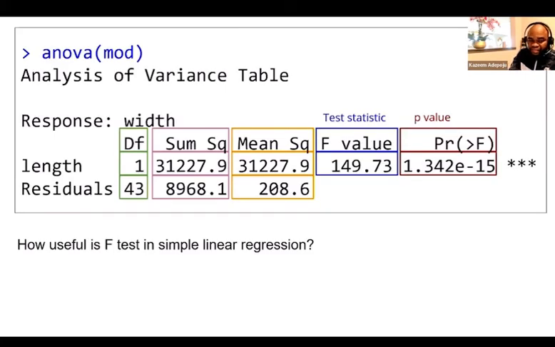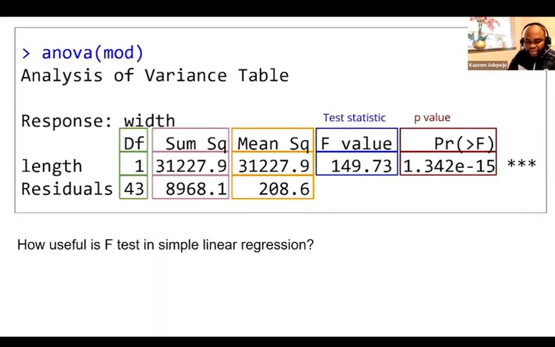Yeah, so that is the analysis of variance table that I just talked about, and how useful the F-test is in simple linear regression. The F-test will enable us to test between the intercept model and the full model. Another name for that is that we are trying to test whether there's a significant linear relationship between the two variables under investigation.